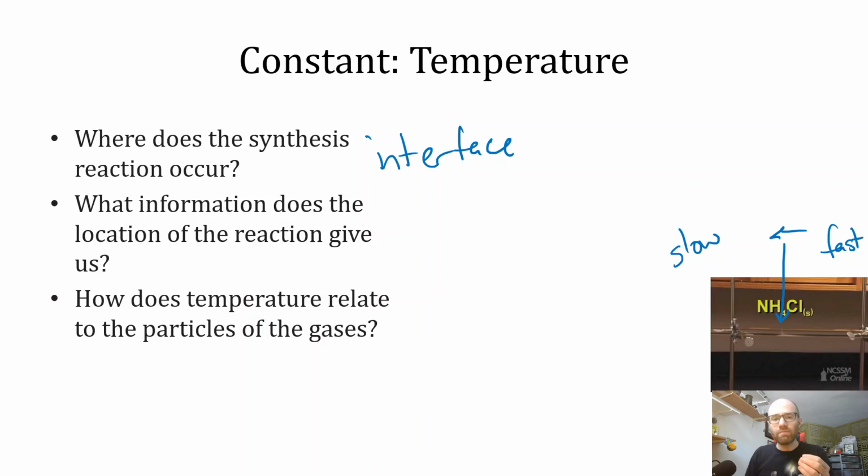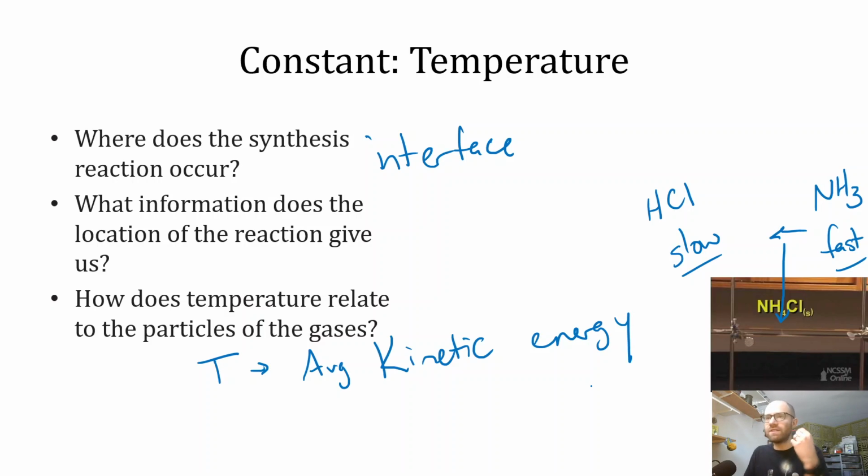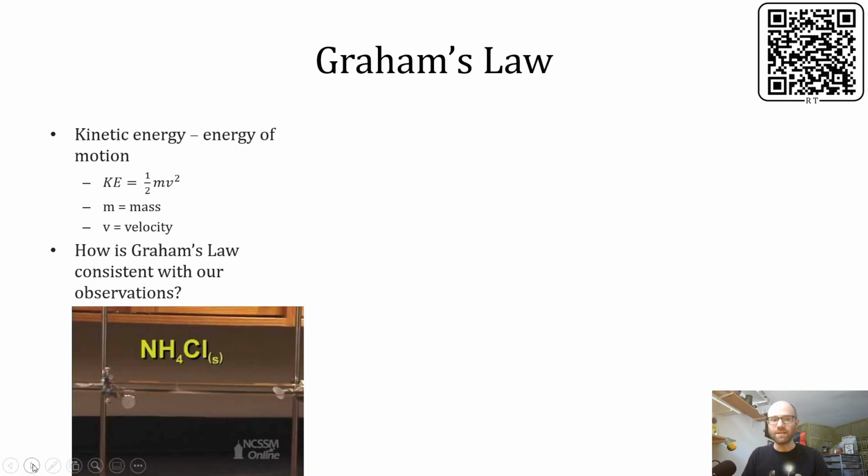But here's the hard part. You can very definitively see that the HCl particles are moving slower than the NH3 particles. But they're in the same tube at the same temperature. And temperature is average kinetic energy. So I'm a little confused. If they have the same kinetic energy, I think we have to look a little bit closer at what kinetic energy actually means. The formula for kinetic energy is shown here.